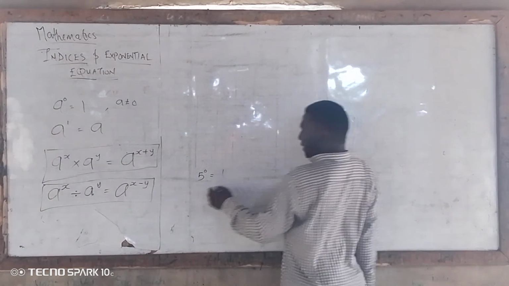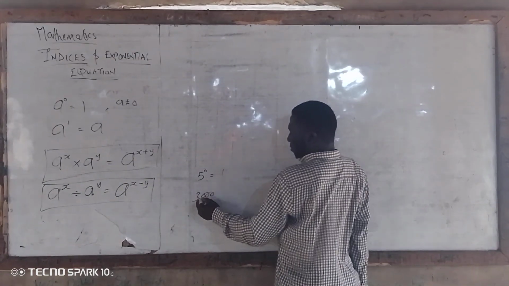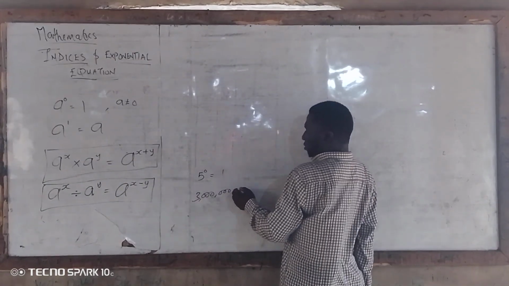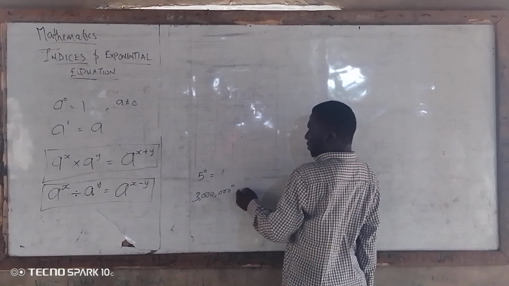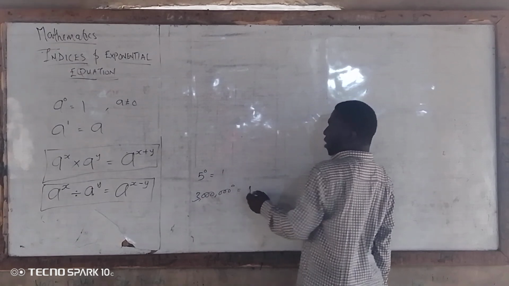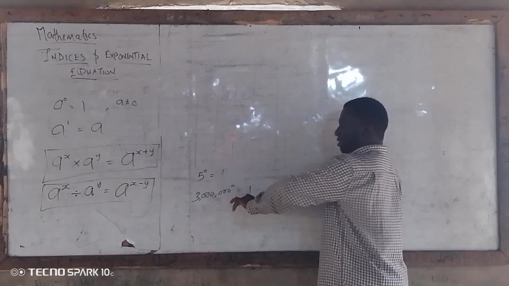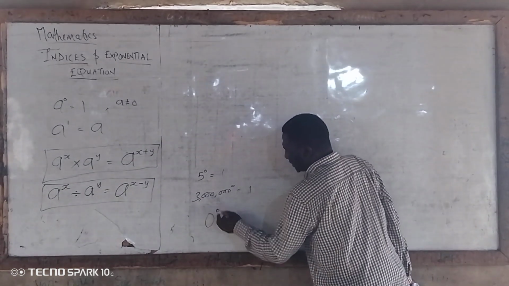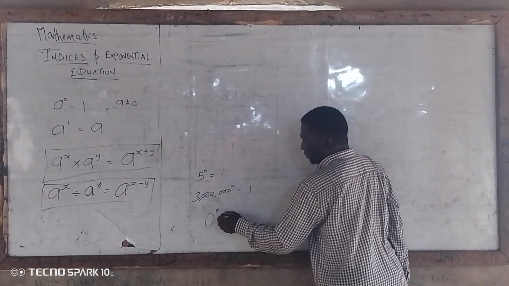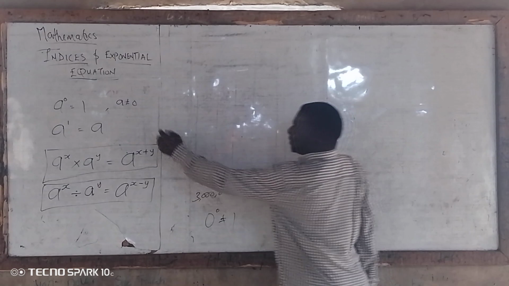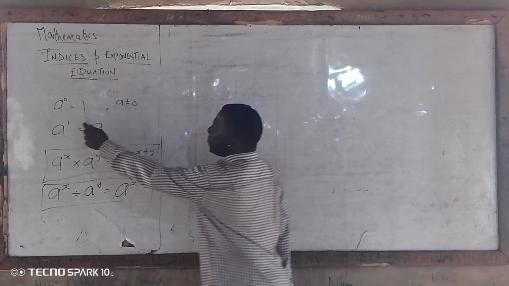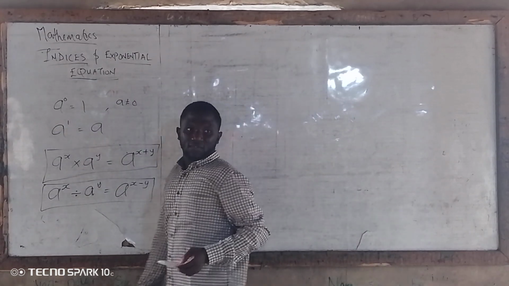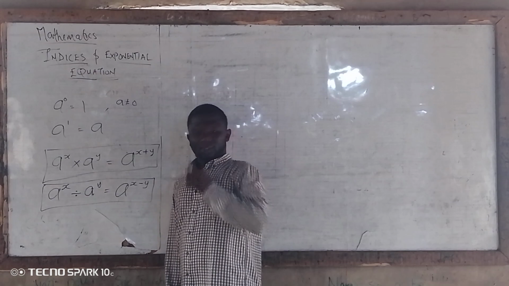If you have something like 3 million raised to the power 0, the answer is just 1. No matter how big or small the number is, as long as it's raised to the power 0, it is 1. But if you have 0 raised to the power 0, it is not 1. So that's what the statement is saying: any number raised to the power 0 is 1, apart from 0 itself. 0 raised to the power 0 isn't 1.